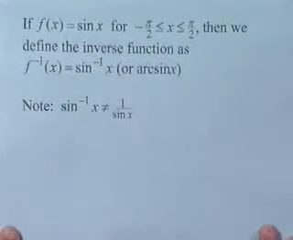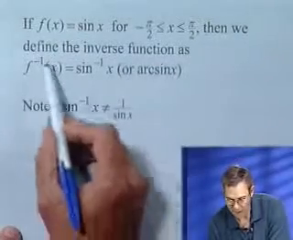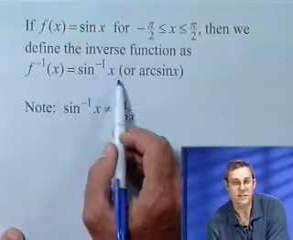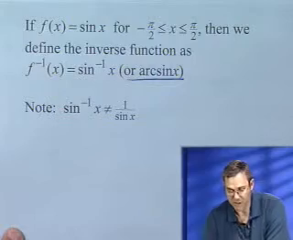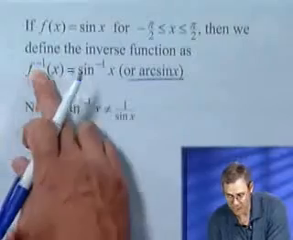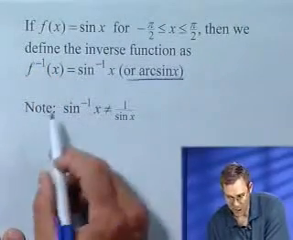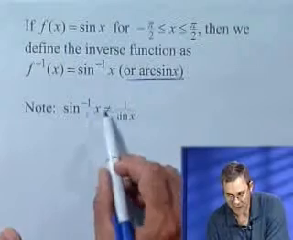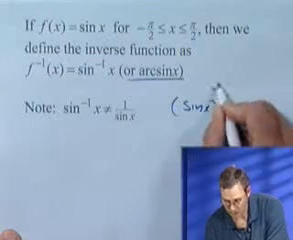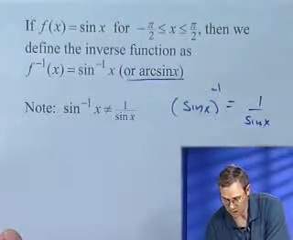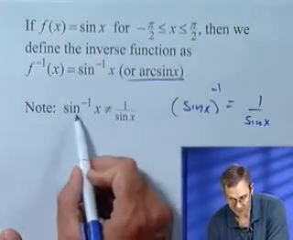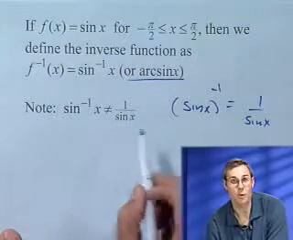If f of x equals sine x on this restricted domain, then we're going to define the inverse function as f inverse of x equals sine inverse of x. I'll also refer to it as the arc sine. These two things are synonymous. F inverse is equal to sine inverse. Note, sine inverse of x has nothing to do with sine x to the negative 1 power. These two things are not the same. This is just notation. So whenever we see this, this is called the inverse, not 1 over sine. It's very important that you know that.